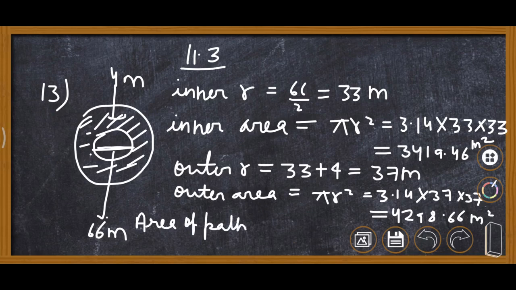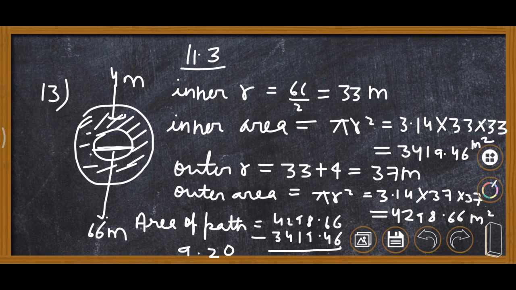Now we will find area of path. Here we are required to subtract inner area from outer area, then 4298.66 and 3419.46. This we will subtract and answer is 879.20 meter square.